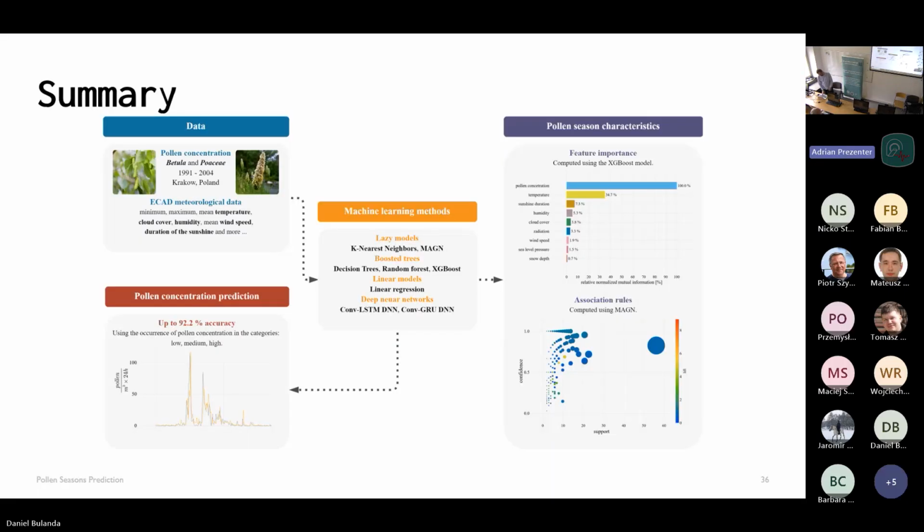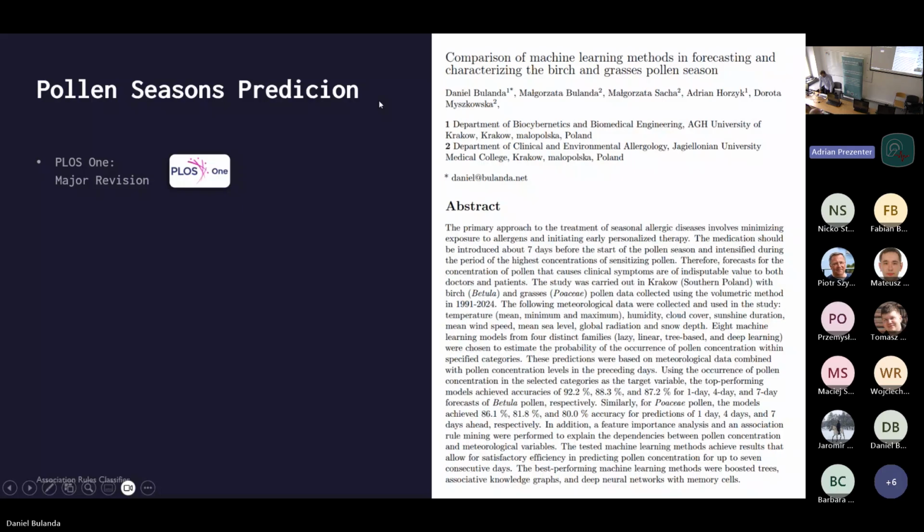This is the summary again. If it is a graphical abstract, it may just give you a better idea how it works. So data, modeling, pollen prediction, and classical characteristics. Okay, and very quickly, this paper was accepted, not fully accepted because we are in the major revision process, but everything goes well.